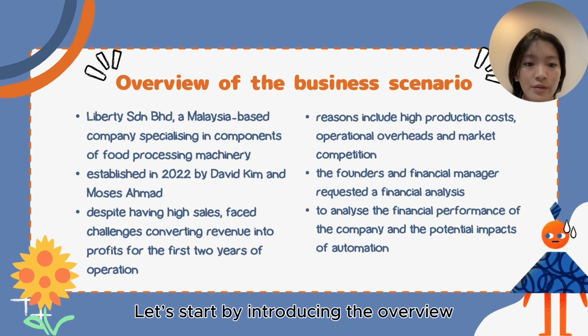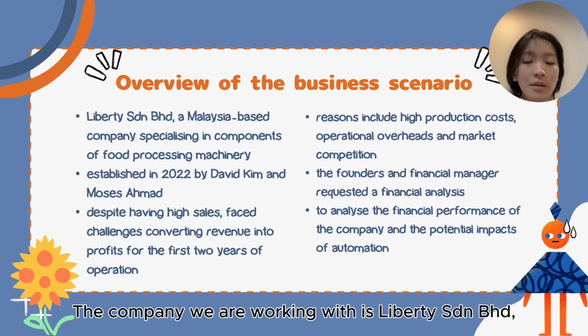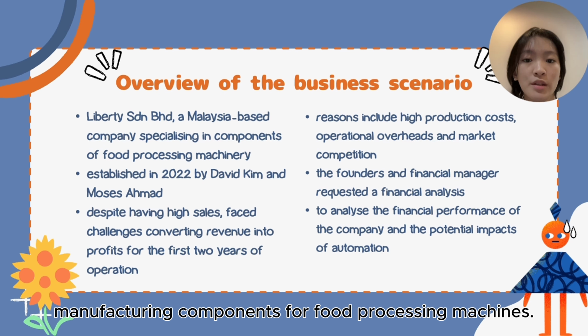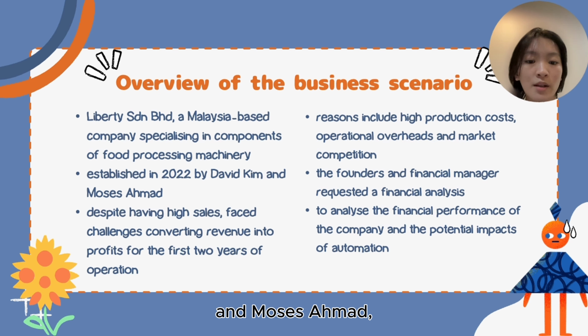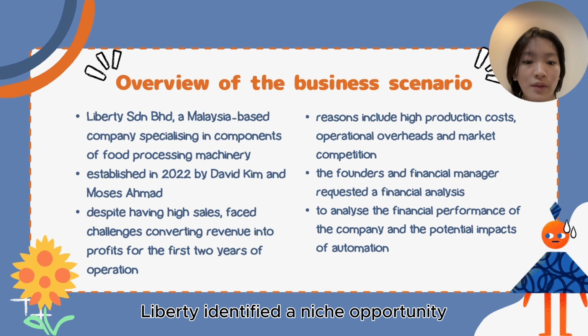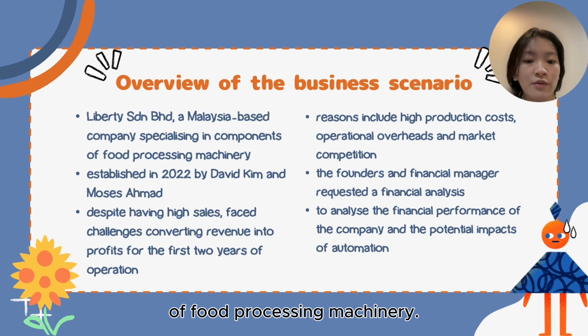Let's start by introducing the overview of the business scenario we will be analyzing. The company we are working with is Liberty Sendirian Berhad, which is a company specializing in manufacturing components for food processing machines. It was established in 2022 by David Kim and Moses Ahmad and gained quick recognition for its flagship product, ZM2000.